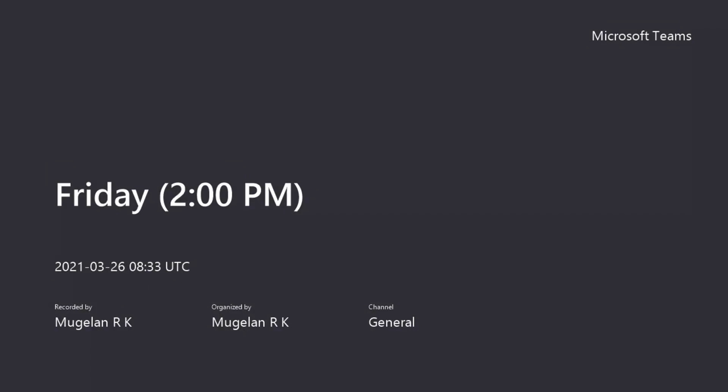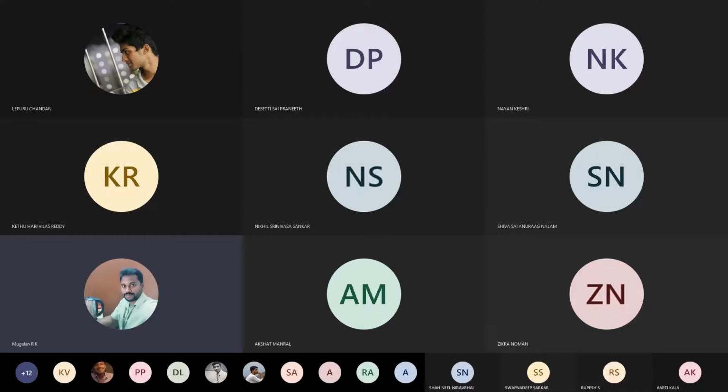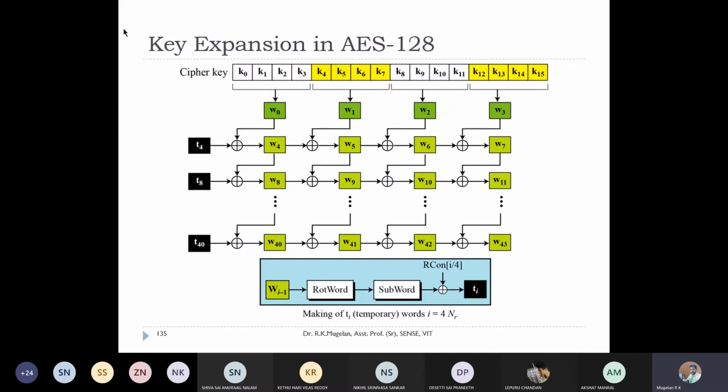Now again, last class we were discussing the key expansion in the AES algorithm, right? In AES 128, we just saw how key generation is done for different rounds, and we have been discussing the temporary word generation also. So if you want a temporary word, for example T4, here i is equal to 4, you will be taking the i minus 1 word, that is W3.